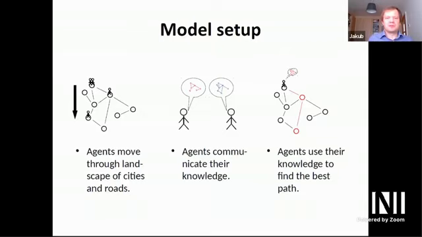So how the model works. Basically, migrants move through a landscape, so here is a landscape connection, an obvious one. The landscape consists in our case of cities and roads, but the agents are also embedded in the social world, in the social network, and they exchange the knowledge they have about the landscape with the members of the network. And they use the knowledge then to find the best path.